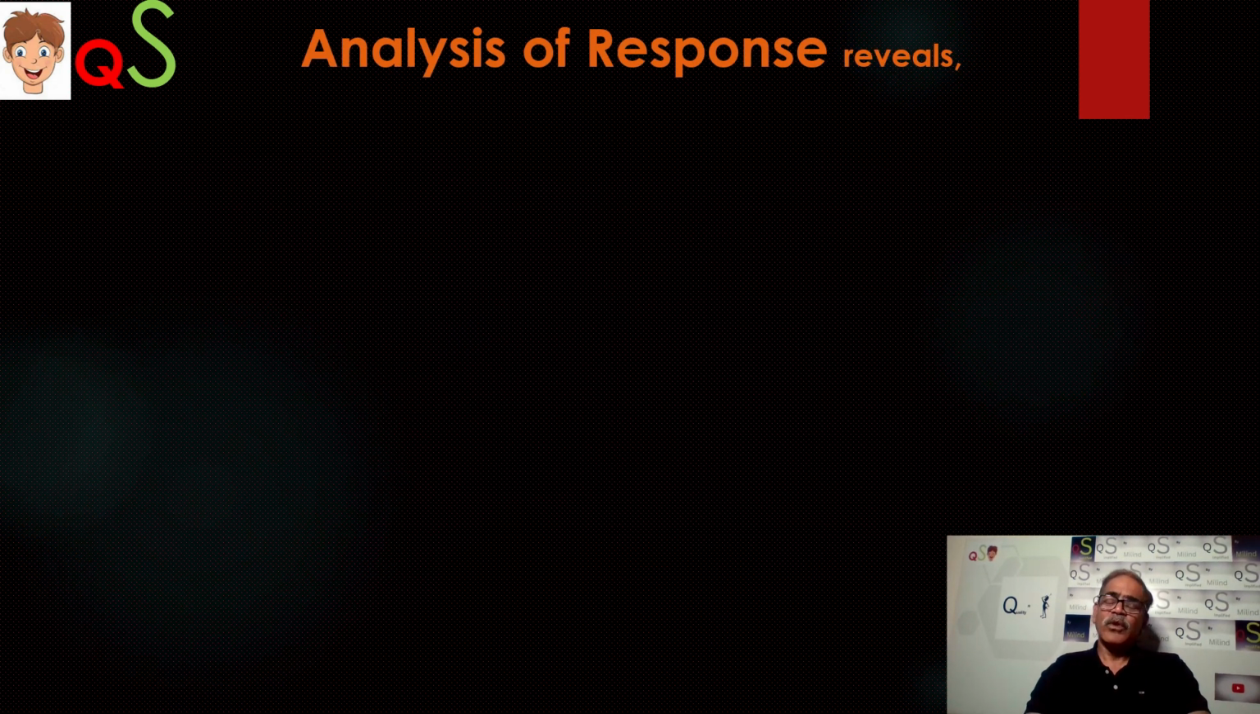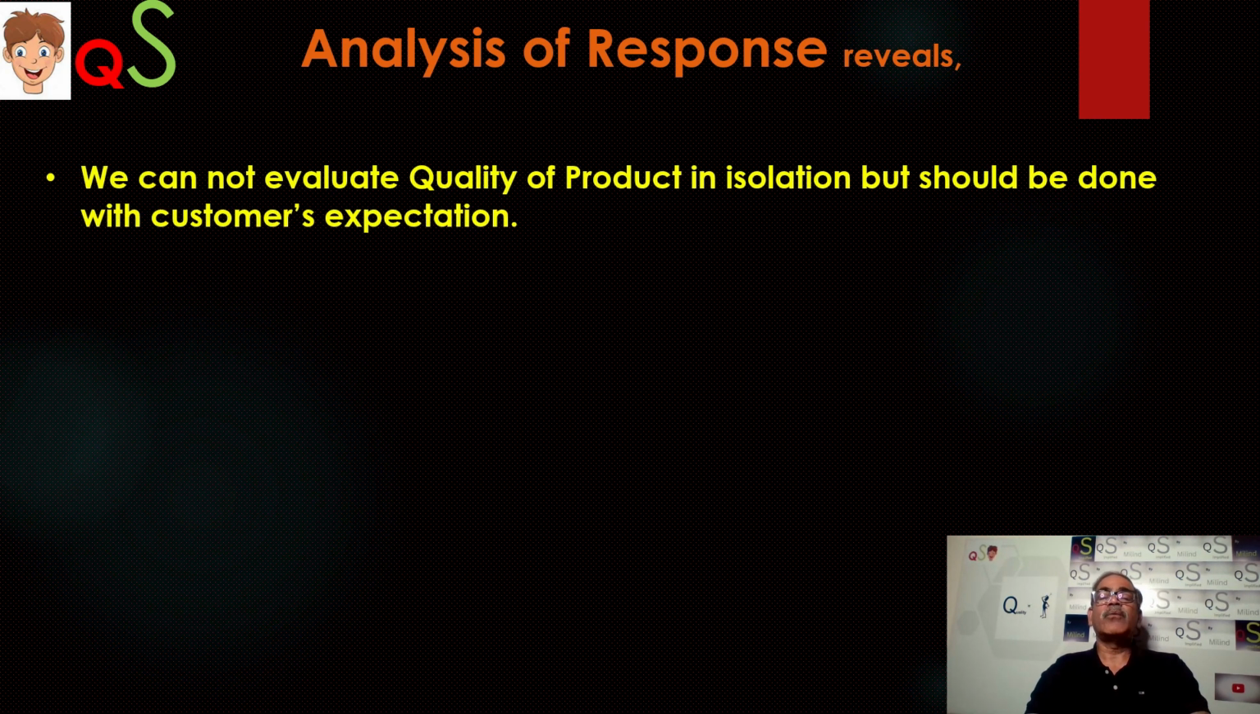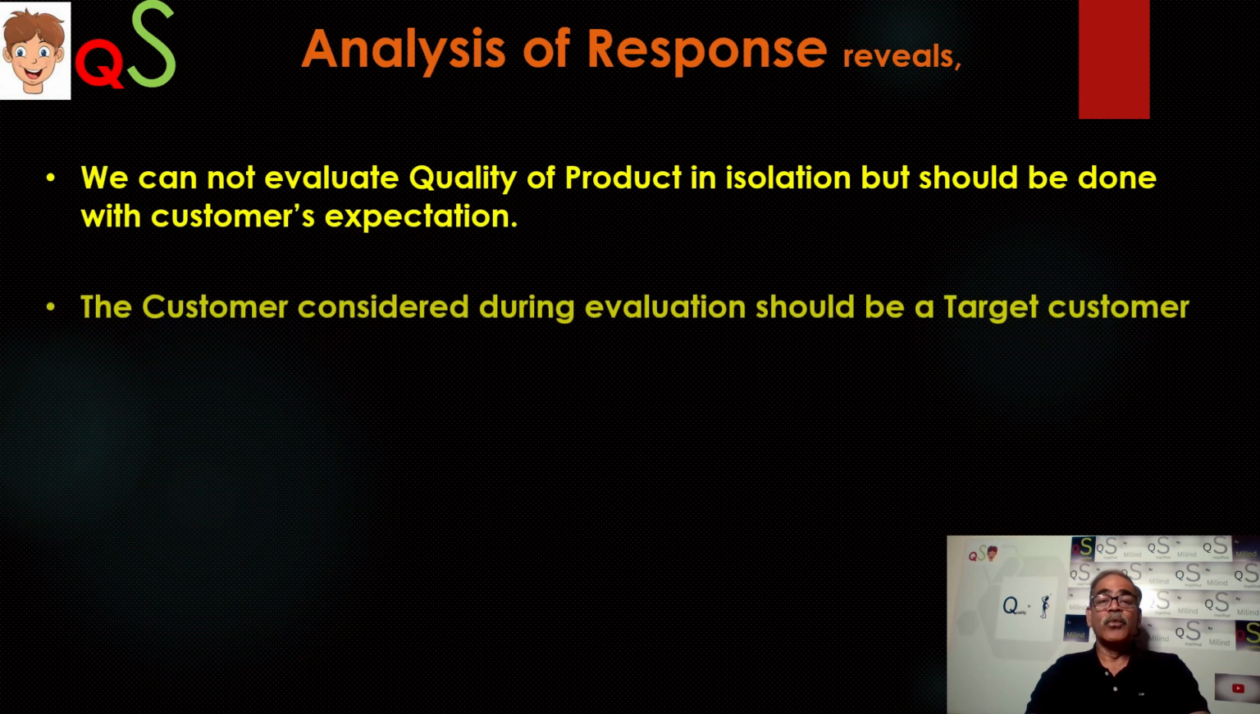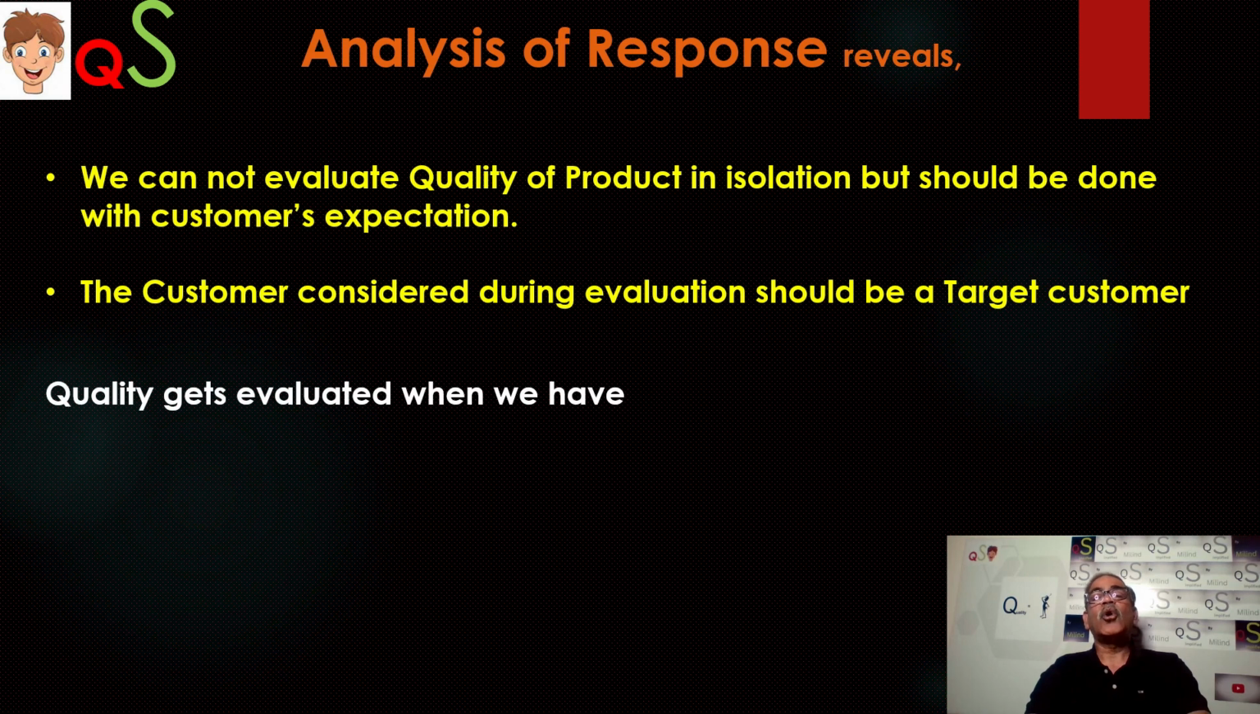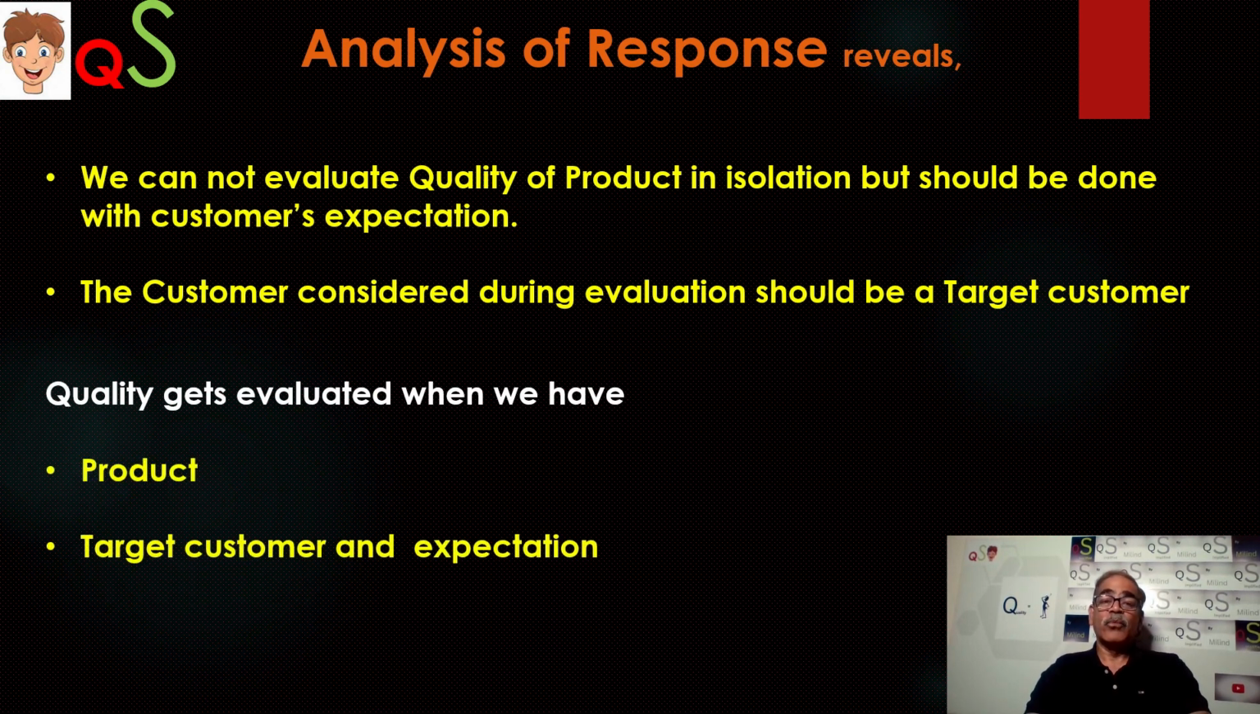So friends, when we evaluate quality of any product, we must consider product jointly with customers' expectation. Also, we must consider response from a target customer and not any random customer while evaluating a product. We also see a presence of following important elements when we evaluate quality of any product. Product made for the target customer. We have a target customer and their expectations known and not any random customer. And satisfaction level, response when the product is used or consumed by a target customer.